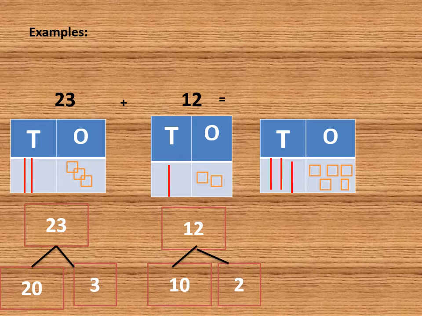I'll add ones with ones. 3 plus 2 equals 5. Excellent. And 20 plus 10 equals 30. 30 and 5. That means I have 3 in tens and 5 in ones. Now, read this number. This number is 35. Excellent. So the answer will be 35. 23 plus 12 equals 35.